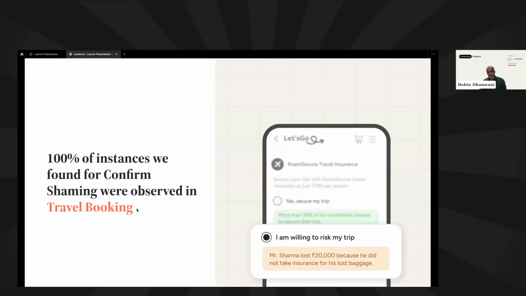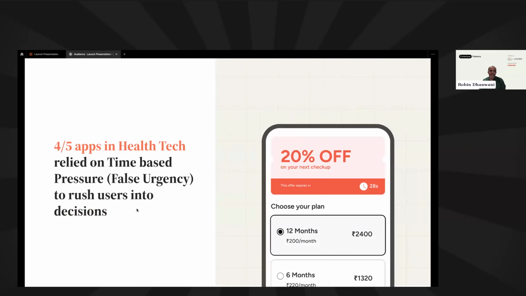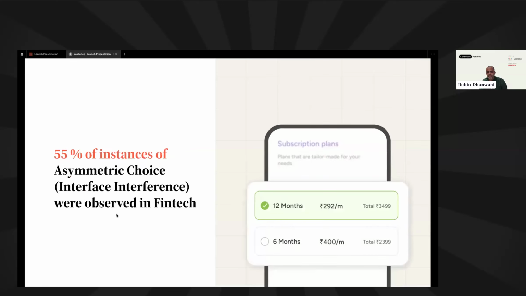Basically, we found it only in our study in travel booking products. Four or five apps in health tech relied on time-based urgency to rush users into decisions, which is very surprising, because health is a very important subject which affects all of our livelihood. But we found four or five apps in health tech having time-based pressure, false urgency.